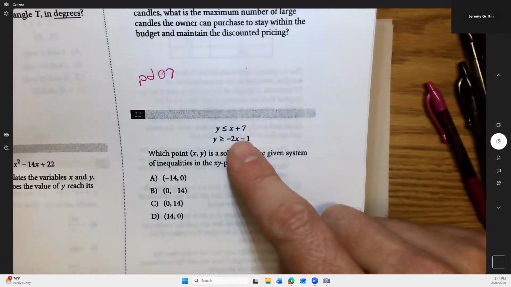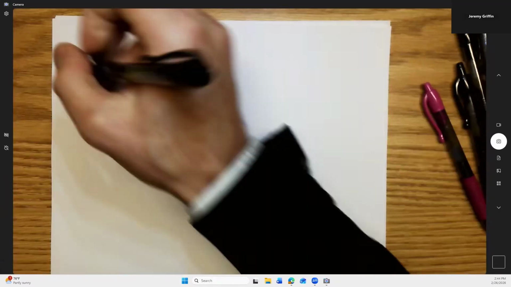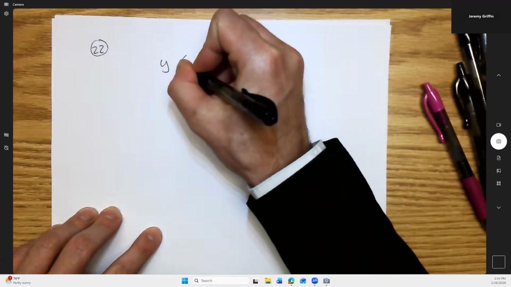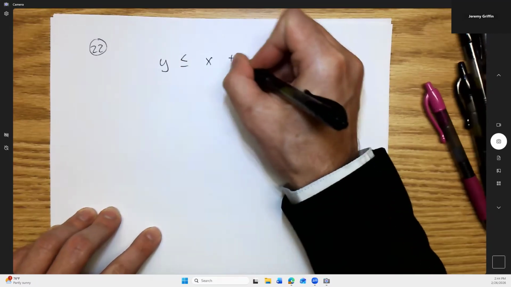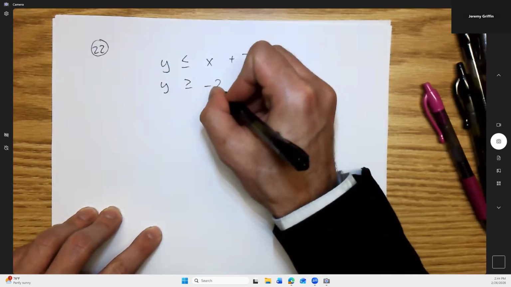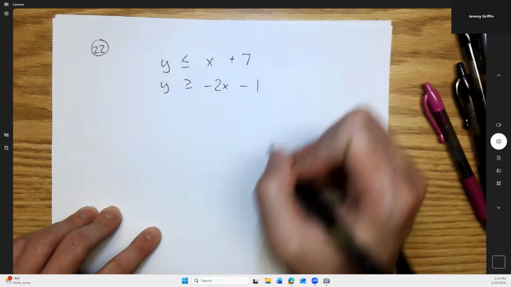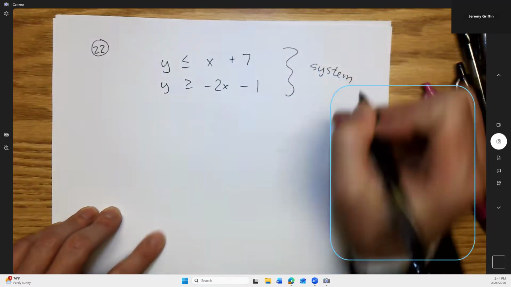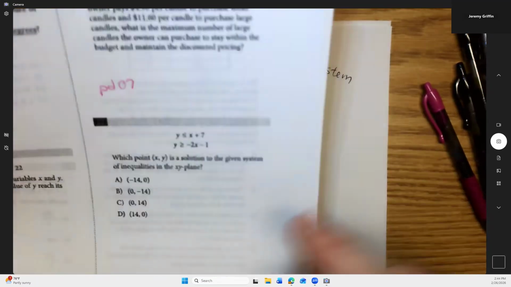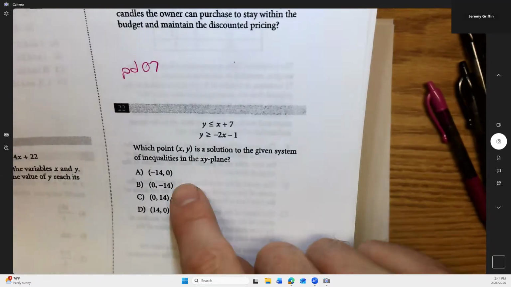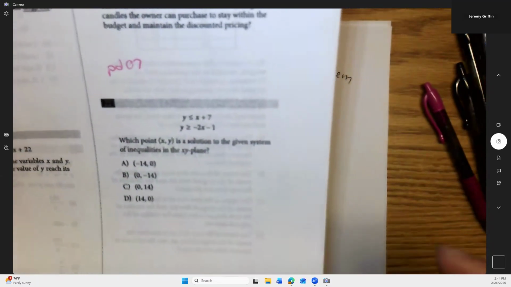We got these 2 inequalities. Here, I'll write these down so this shows up better on the video. We got y is less than or equal to x plus 7, and y is greater than or equal to negative 2x minus 1. So we got the system of inequalities, and they're asking which point xy coordinate is a solution to the system.